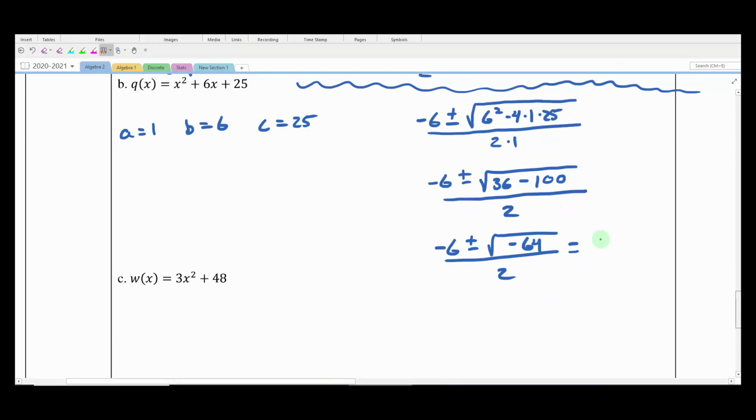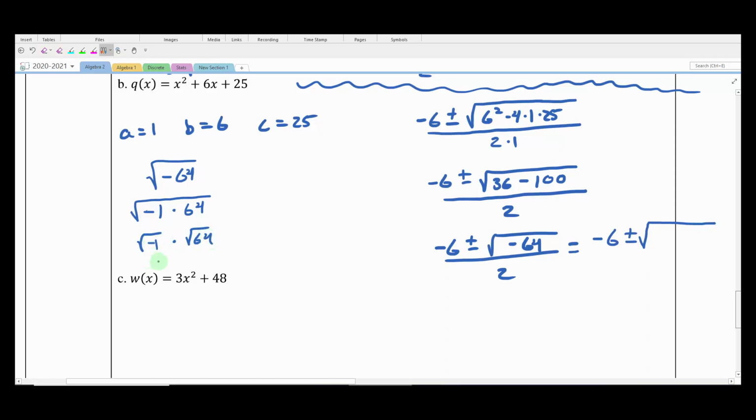So we're going to work to the right here. And we've got negative 6 plus or minus square roots. And then we've got negative 64 here. So the square root of negative 64, let's bring that over here real quick and see what we get. We'll separate the negative 1 from the 64. So we got negative 1 times 64. And then we can split up that square root, just like we did in yesterday's lesson.